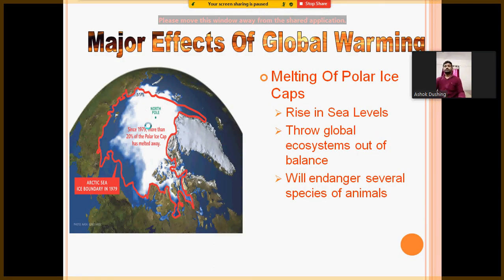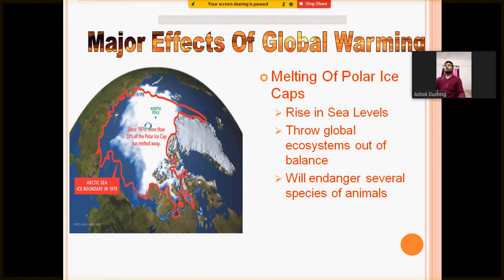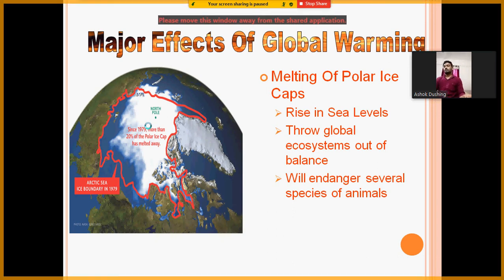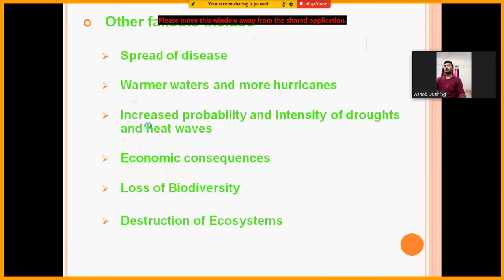And major effects of global warming: melting of polar ice caps, rise in sea levels, throwing global ecosystems out of balance, and it will endanger several species of animals.